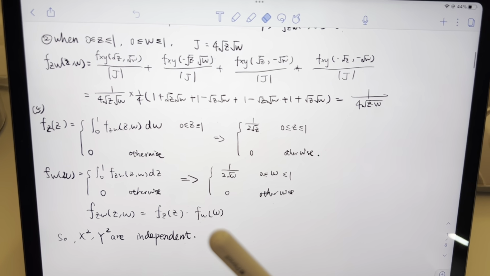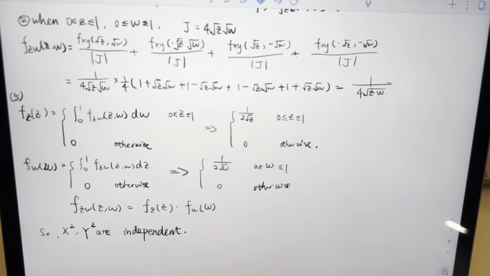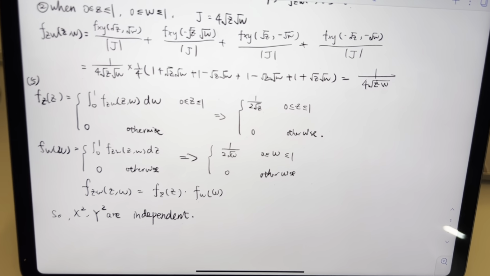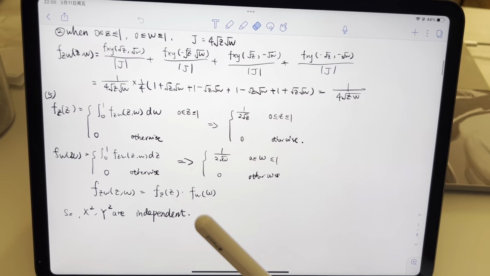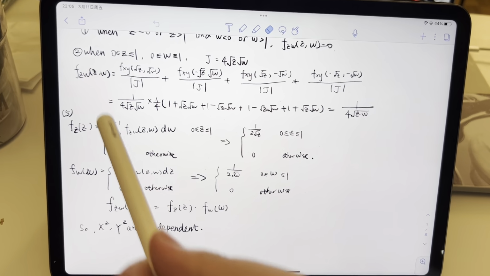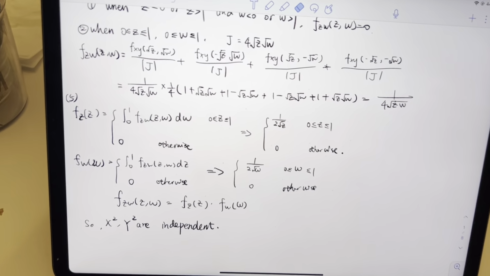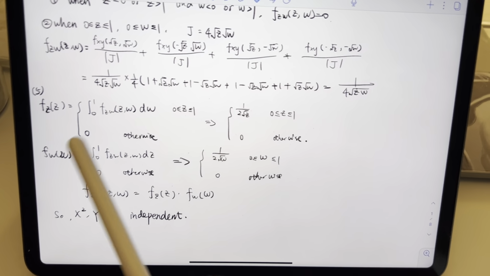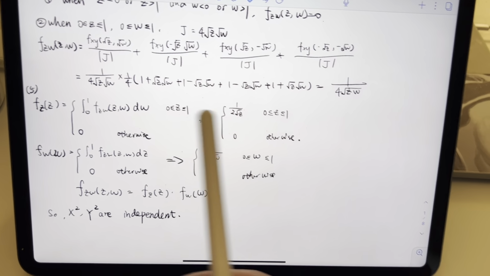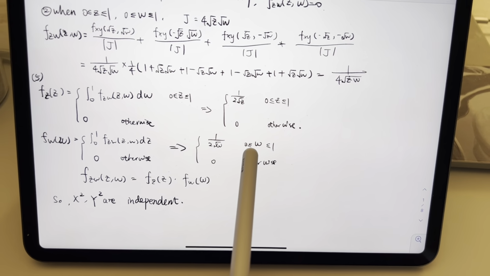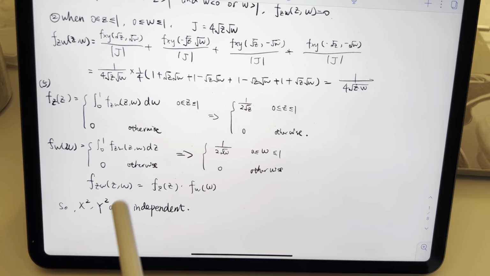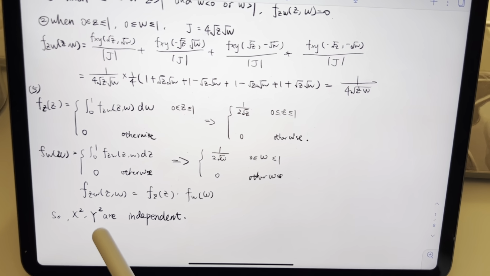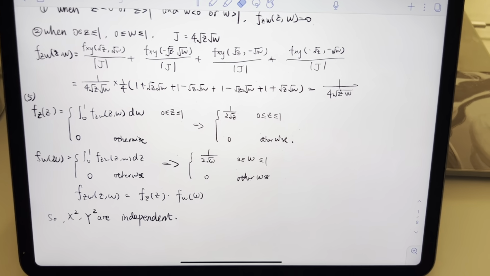Then the fifth question lets us prove or disprove that the power of x and the power of y are independent. So we use this function to solve the marginal density functions of f_Z and f_W, and then we got this answer. So we found that the product of these equals this one, and the power of x and the power of y are independent.